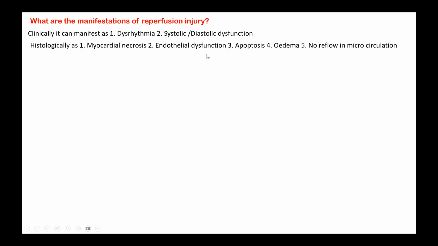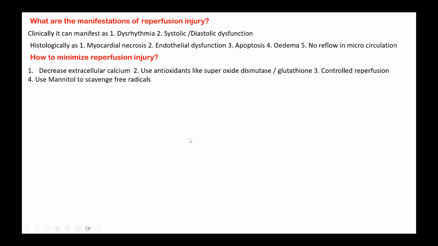So, clinical manifestations of reperfusion injury after the surgery is completed are dysrhythmias and systolic or diastolic dysfunction. Whereas histologically, it may produce myocardial necrosis, endothelial dysfunction, apoptosis, edema, etc. These are not visible easily, but if these things occur, you have to suspect that there is a reperfusion injury happening. How to minimize these things?